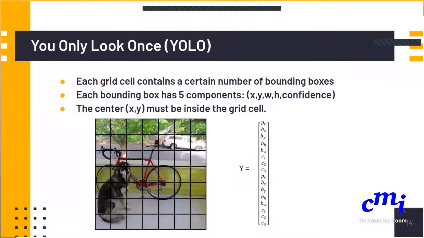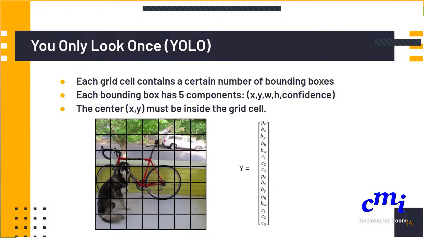It's not going down. Yeah, so each grid basically is attached to a certain number of bounding boxes, also called anchor boxes, as Lakshya was talking about earlier. And then each bounding box has 5 components: x, y, w, h, and the confidence level. x, y are the center of the bounding box, w is the width, h is the height. The point is, the center x, y must be inside the grid cell to which this bounding box is attached.